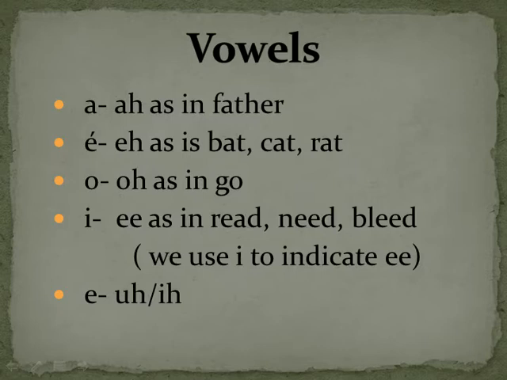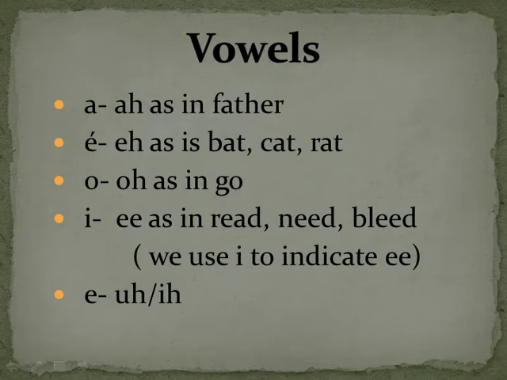The O, as in go or row. The I is always the double E sound, as in read, need, or bleed. And then the E with nothing on it can be either an eh or an I sound. As you start to learn more of the language, you'll start to understand when it's more of one or the other. For example, when an E is followed by an N, it's more of an I, like in Sungol. When it's followed by a K, it's more of an eh, like sucksy, deer. You just kind of get used to it.